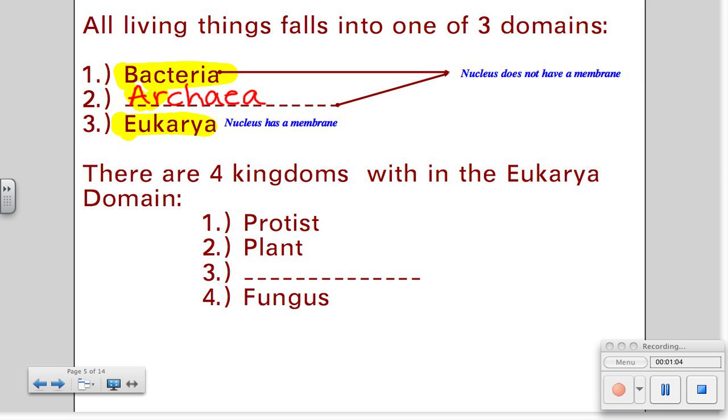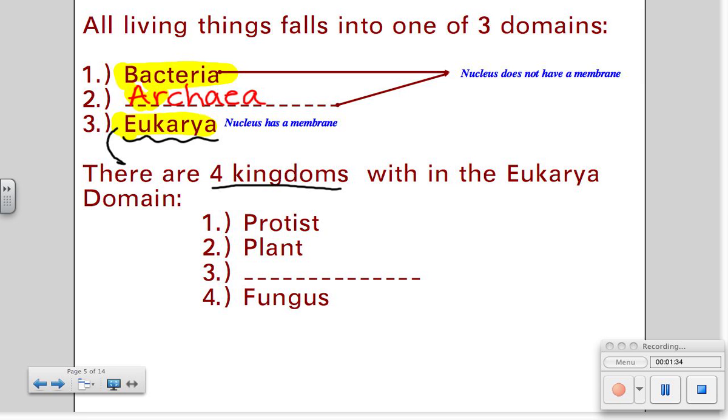Eukarya is known as eukaryote. And that means it has a nucleus. Okay, so bacteria and Archaea, no nucleus. Eukarya has a nucleus. Now within the Eukarya domain, there are 4 kingdoms within this one.